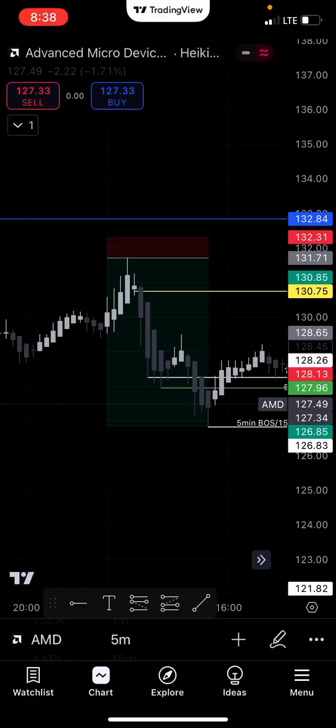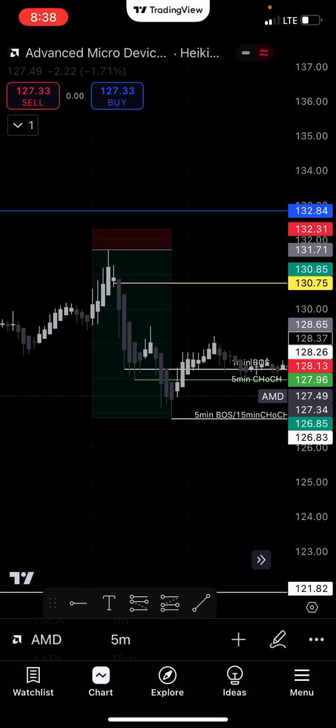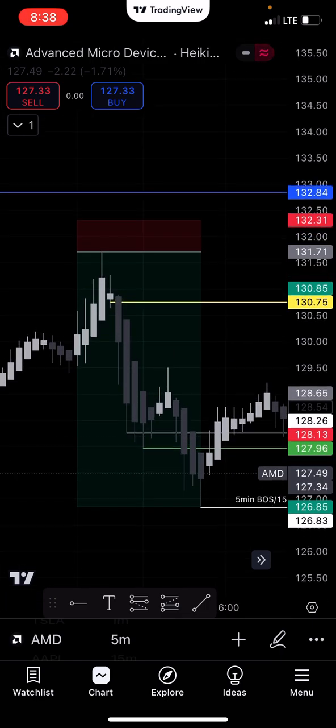I'm gonna be doing my very first ever trading recap, and I'm gonna be going over the trade I took today.